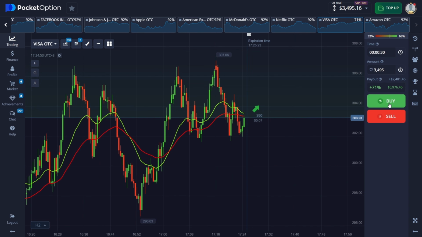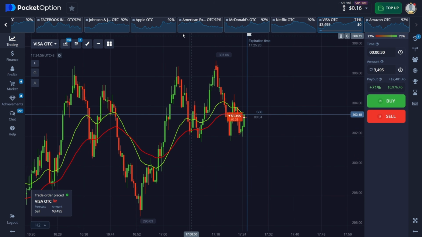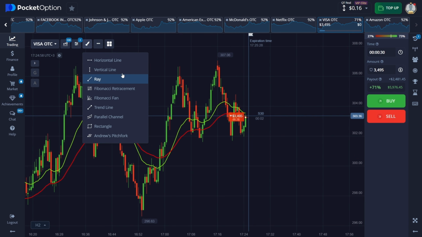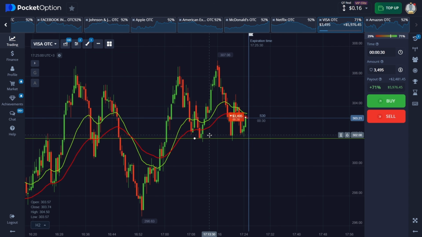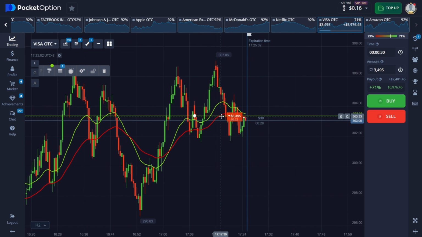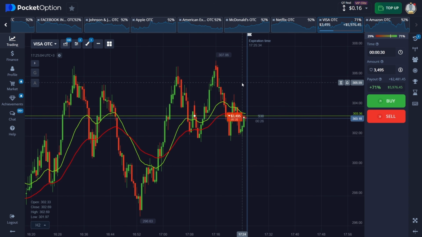Here we have a trade on Visa OTC, and I placed a trade for the downside move worth $3,495 from the EMA 50. Here you can see a small resistance level and the EMA 50. That's why I took this trade for the downside move for 30 seconds. The trade is currently in our favor. The candle is falling from the resistance level and turning into a red candle.